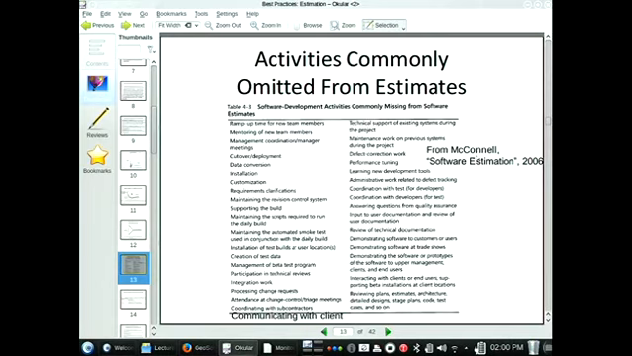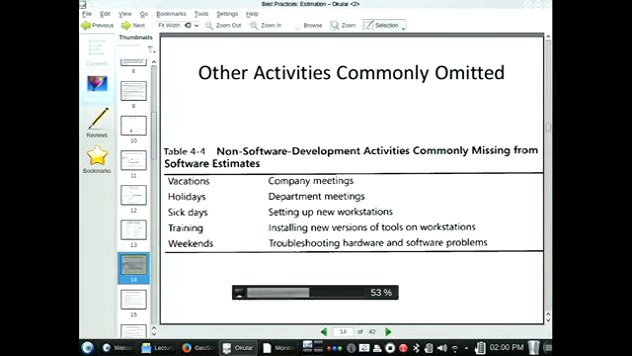I won't go through these in detail, but suffice it to say, it's very easy in our estimates to omit certain things. Here's another set. Vacations, sick days, training, weekends, holidays. I remember one team not so long ago, and it made the mistake, a fateful mistake, I might note, of having a hero.